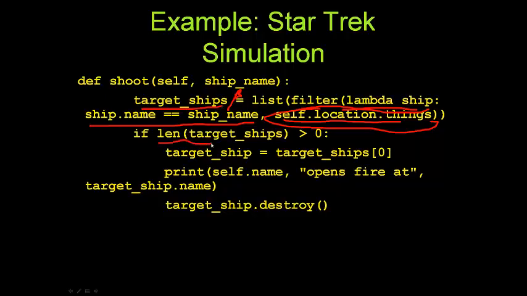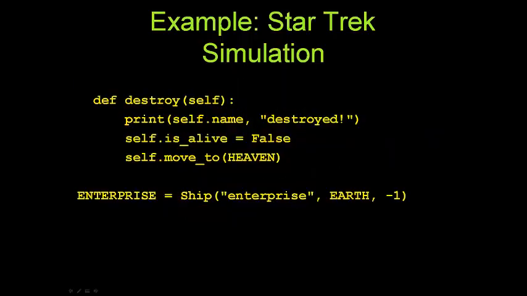If this thing is more than 0, that means there's at least one ship, then you take the first one, and you fire it. Then once you fire, the ship is destroyed. Let's see how the ship is destroyed. When you destroy a ship, you print that it is destroyed, set alive to be false, and you move to heaven.